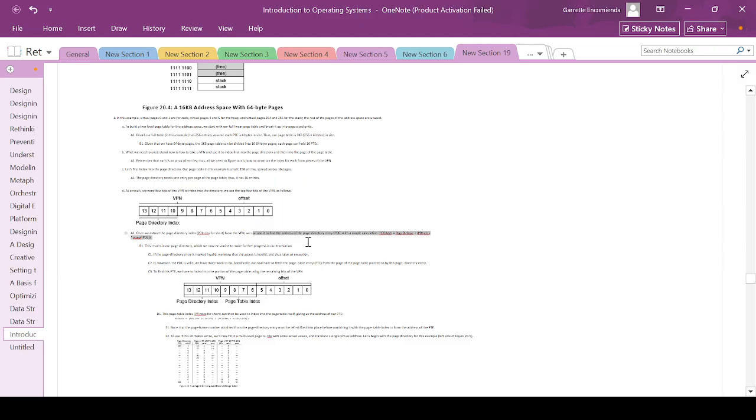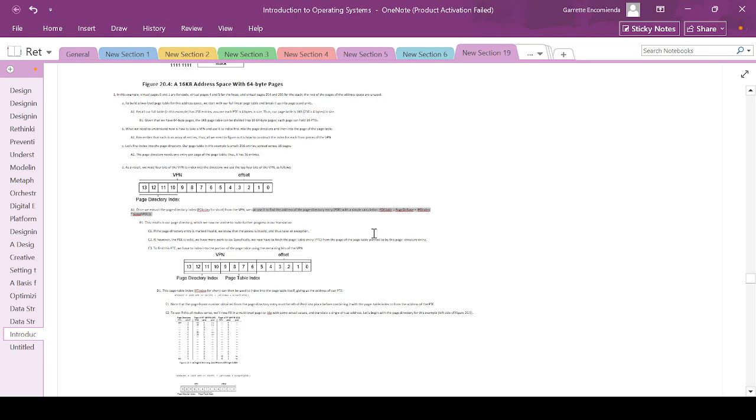Once we extract the page directory index, for short, from the VPN, we can use it to find the address of the page directory entry. Again, the page directory index is different from the page directory entry, with a simple calculation: PDE address equals page directory base plus PD index times size of PDE.